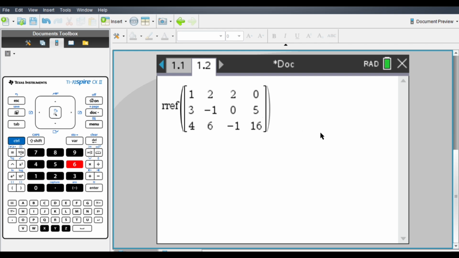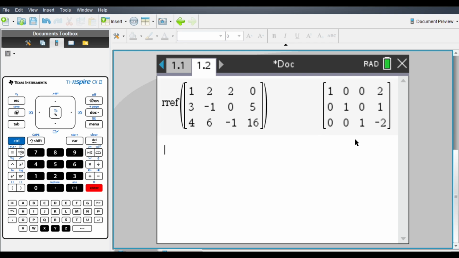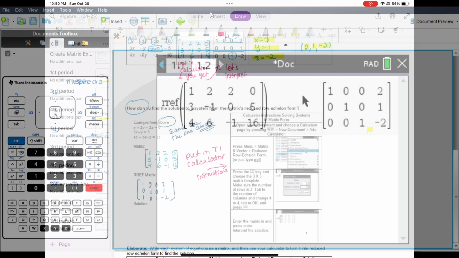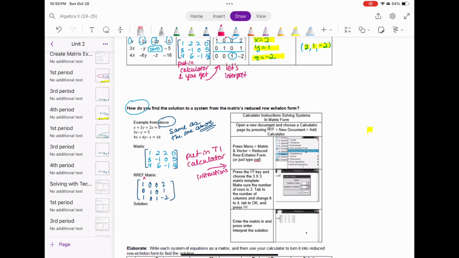We click enter, and it gives out the RREF matrix, which you already know how to read. I wrote the answer here again, and so we get the solution of x equals 2, y equals 1, and z equals negative 2.